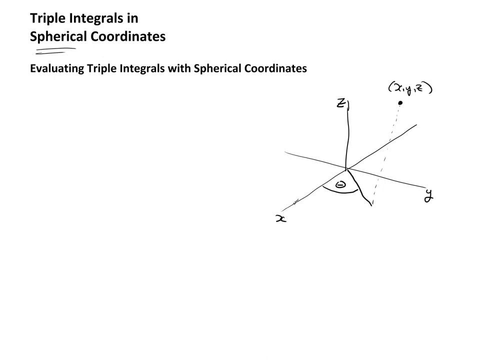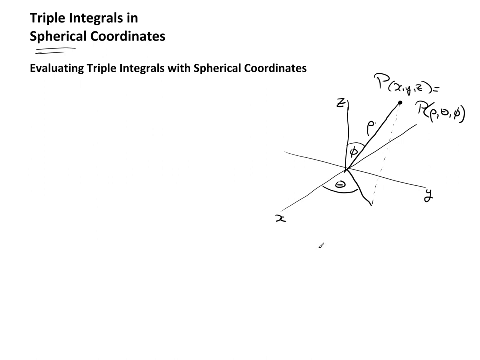And rather than r being here, I'm now thinking of this as my radius, which we're going to write as rho rather than r. And I also have this angle between the z-axis and rho, which I'm going to refer to as phi. So this point x, y, z, I can write as the point rho, theta, phi.